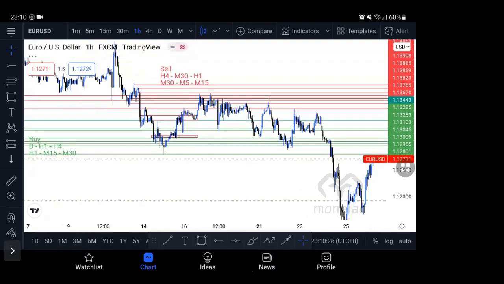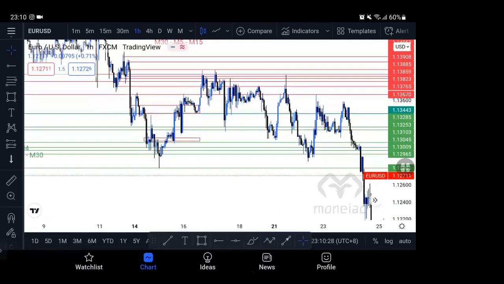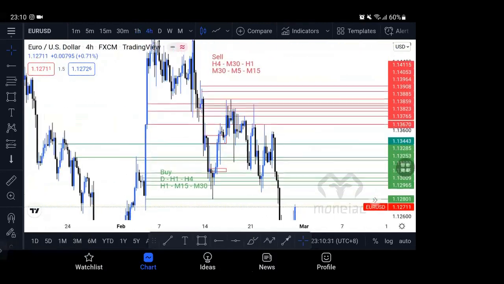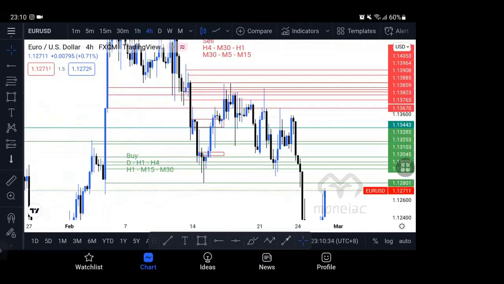So for the explanation over here about the selling and buying, can you guys get something, or are you still confused on how to get the buy entry and the sell entry?